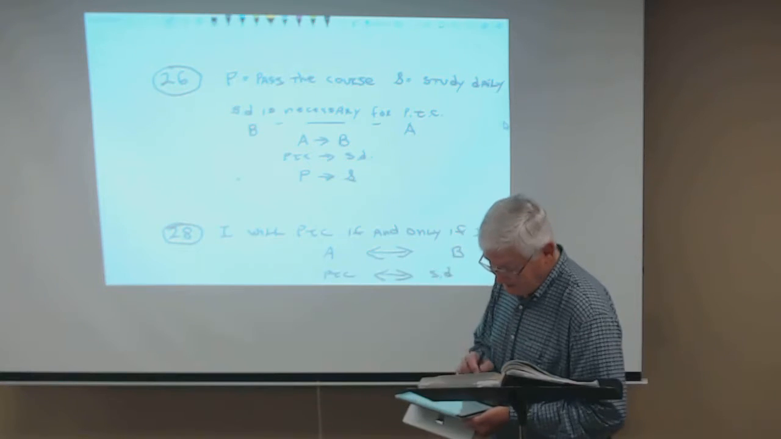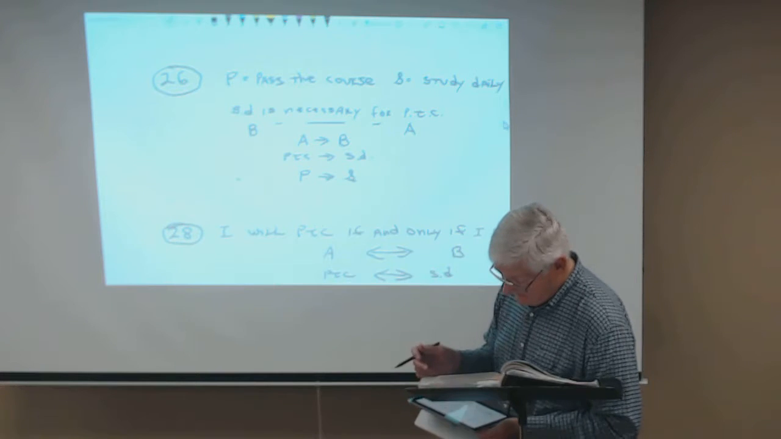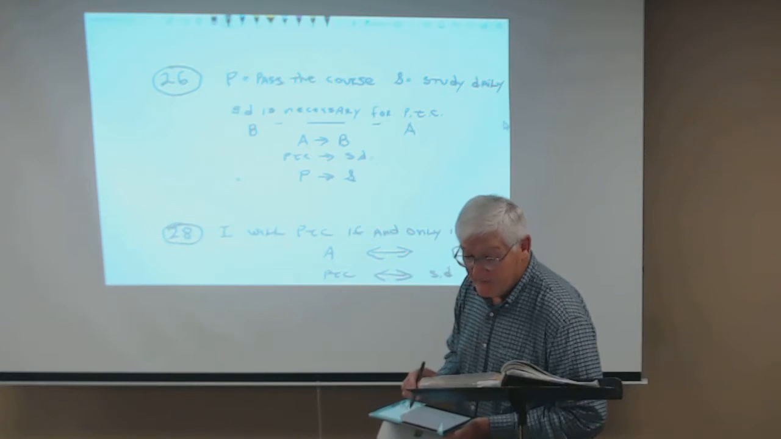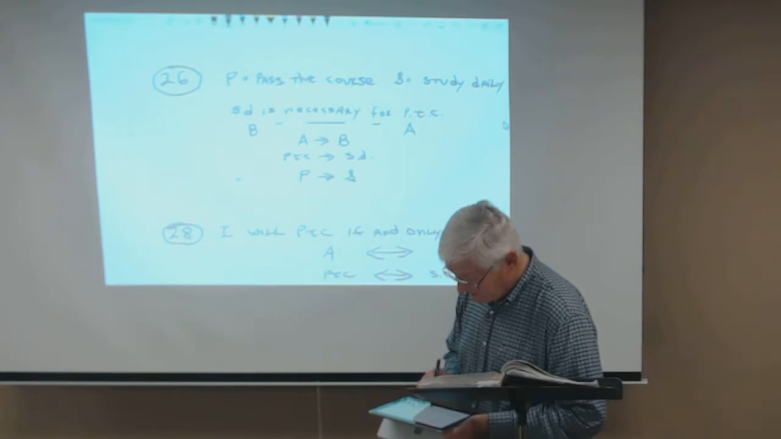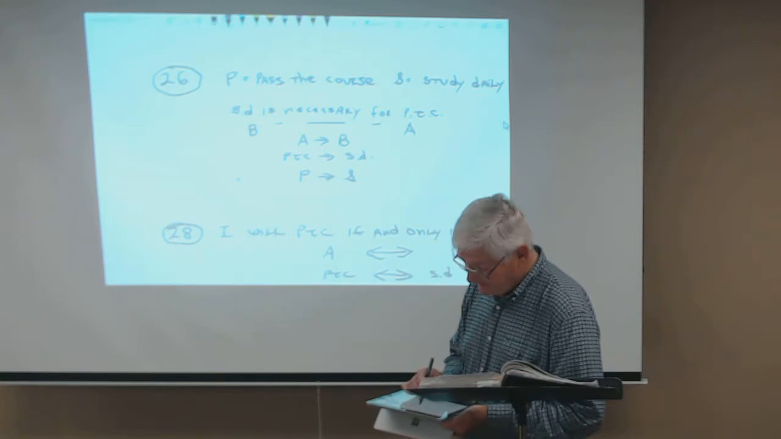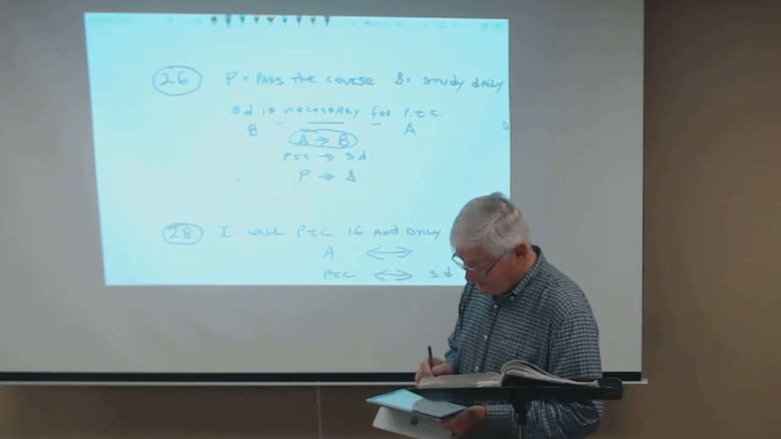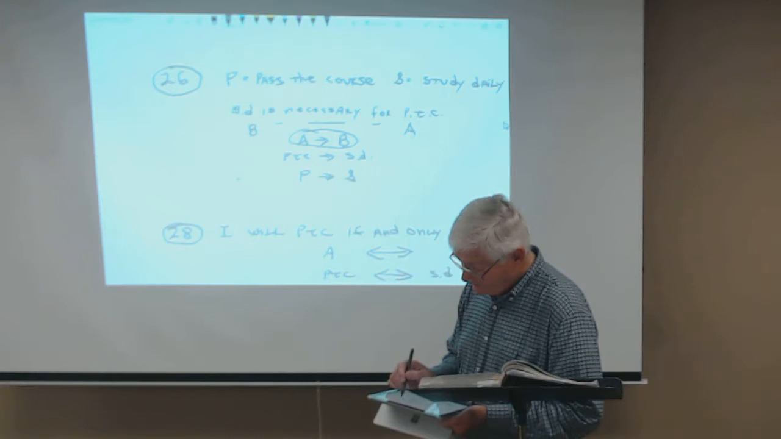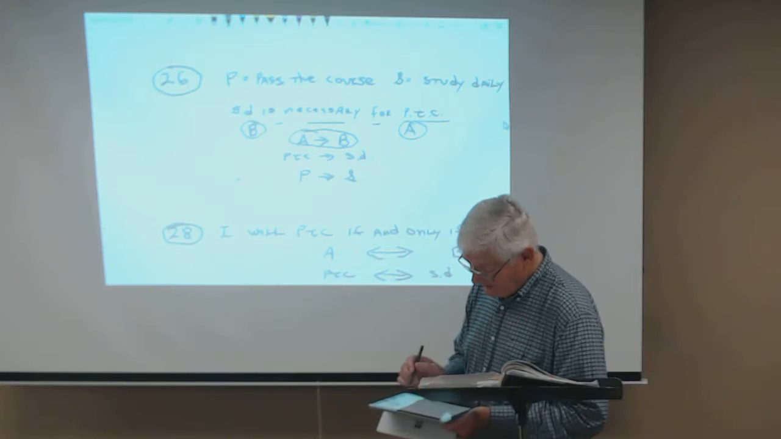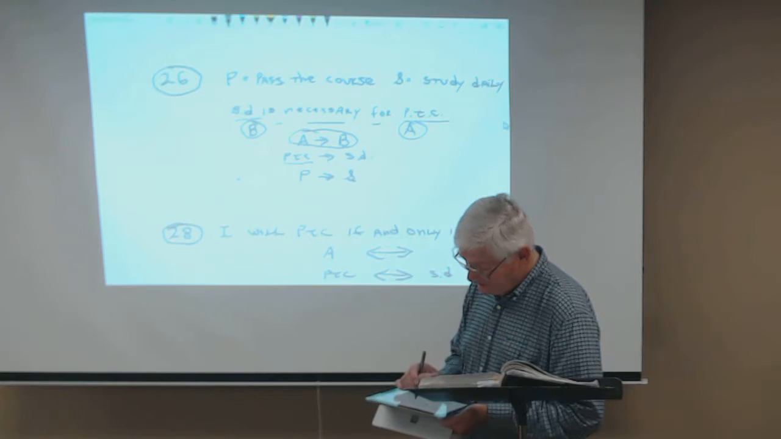Okay, 26 says P is passing the course, S is studying daily. So what's 26 say? Studying daily is necessary for passing the course. So B is necessary for A, translates into what? If A, then B. Remember from your chart? And what is A? A is passing the course. What is B? Studying daily. So passing the course, A. If you pass the course, then you study daily.